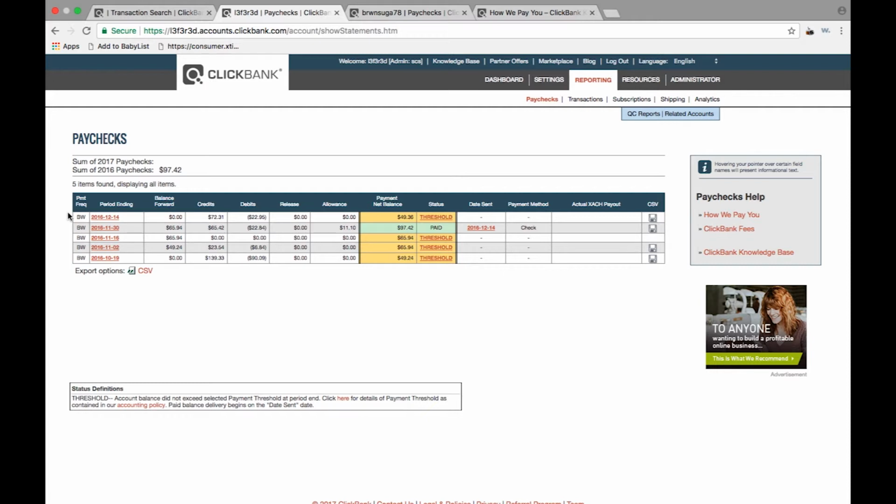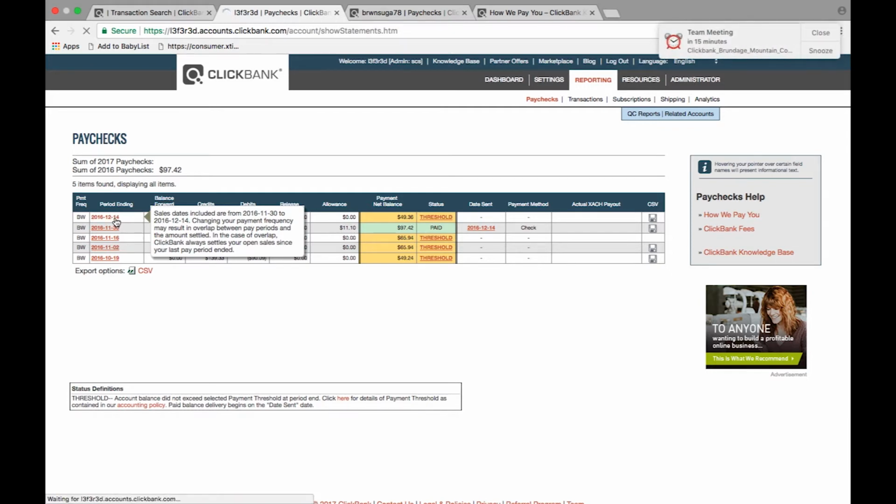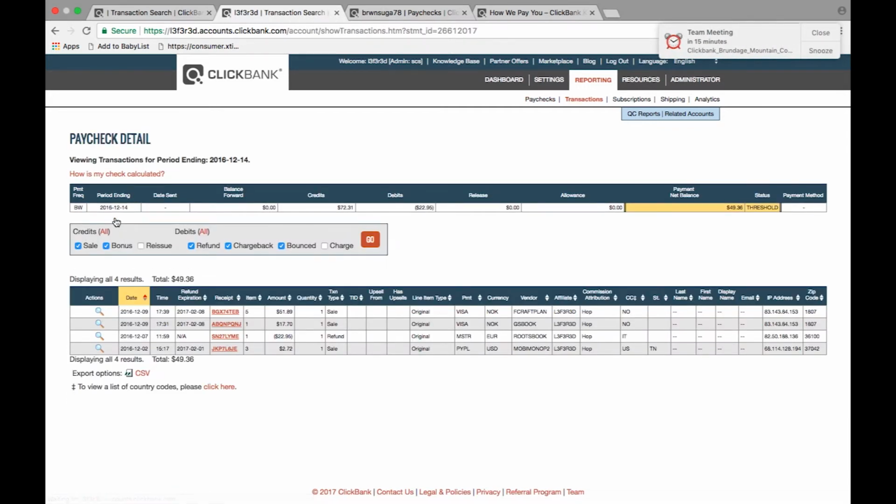The first column is payment frequency. The letters BW represent bi-weekly and W represents weekly. You can adjust this setting on your My Account screen. Next, you can see the period ending date. By clicking this date, you can see all of the transactions and fees calculated into your payment.